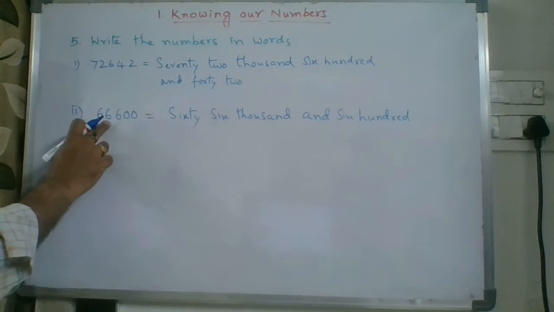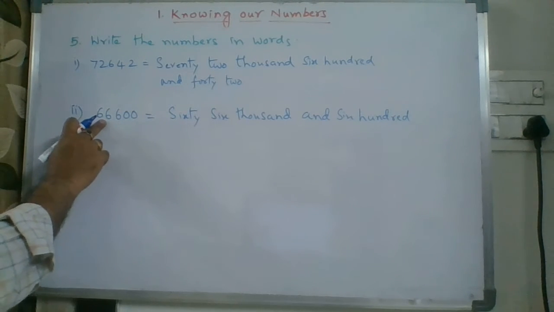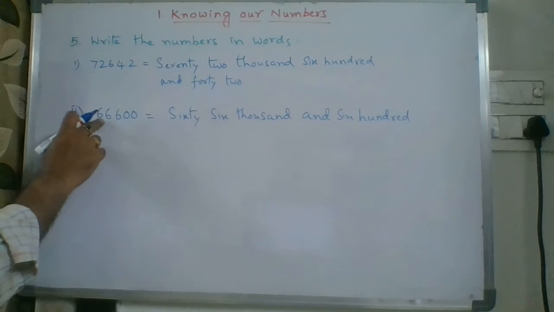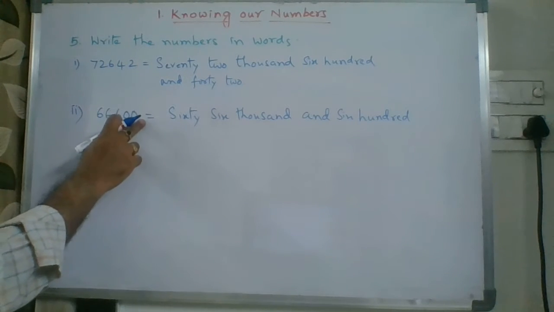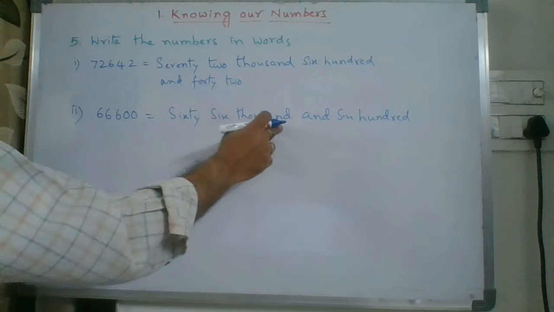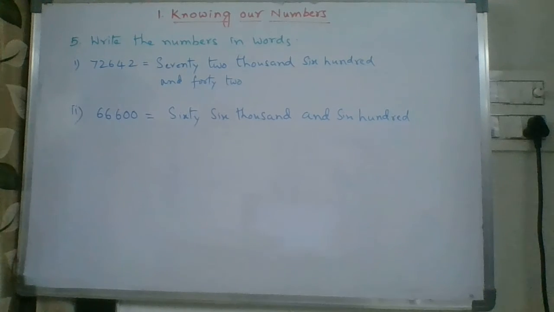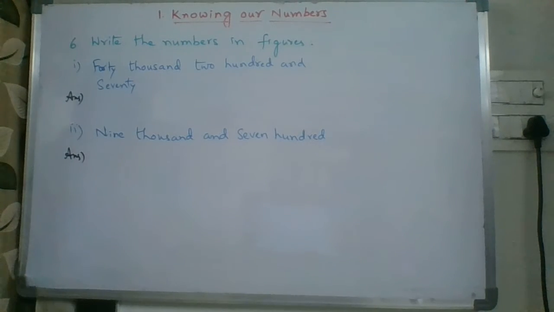Another one. This also has 5 digits. Therefore, it is 66,600. Write 66,600 in words. Okay.